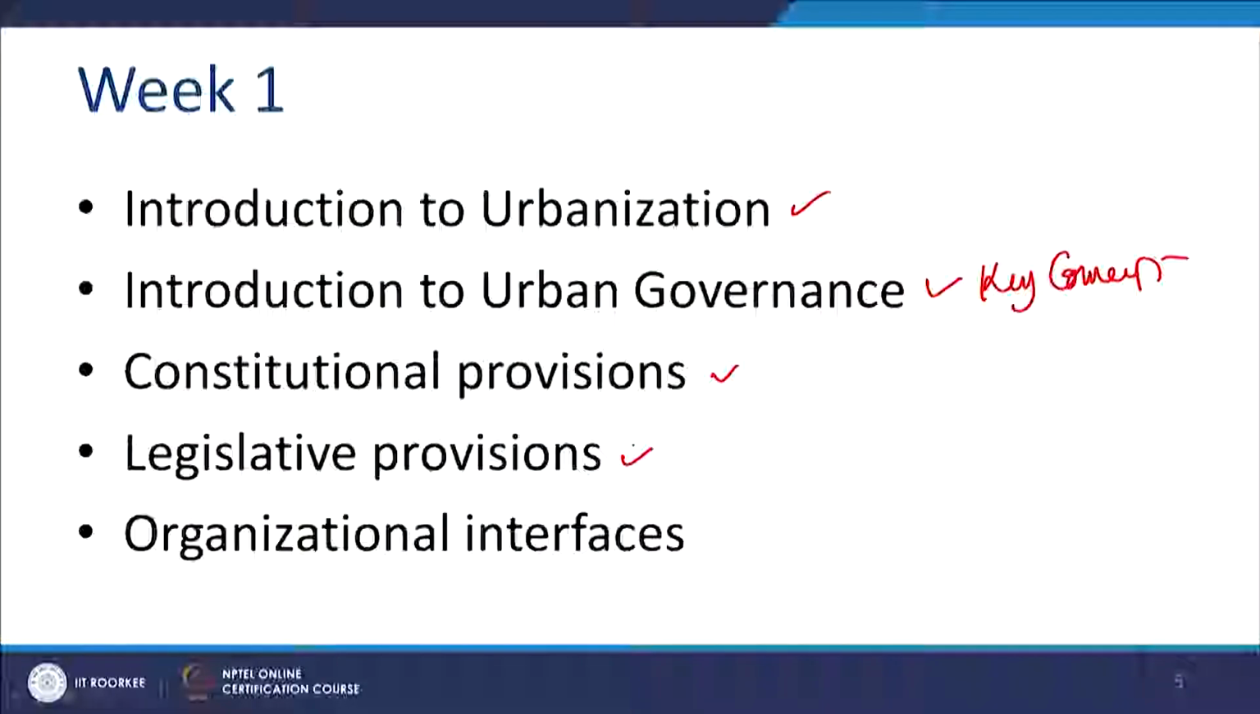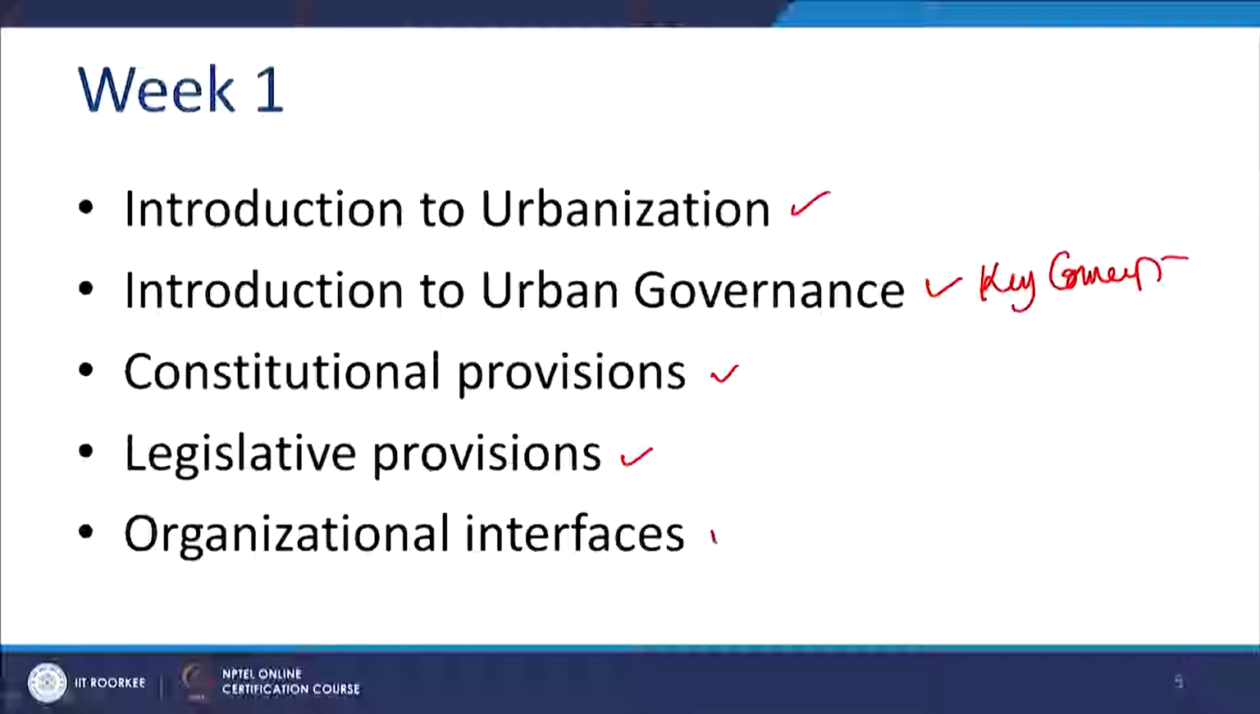Then legislative provisions. After the constitutional provisions, every state government made its own legislation, that is the state act, mostly named the State Municipal Act. Under the legislative provision, what are the distinctive features, and what are the features common with the 74th Amendment Act, that is mentioned here.